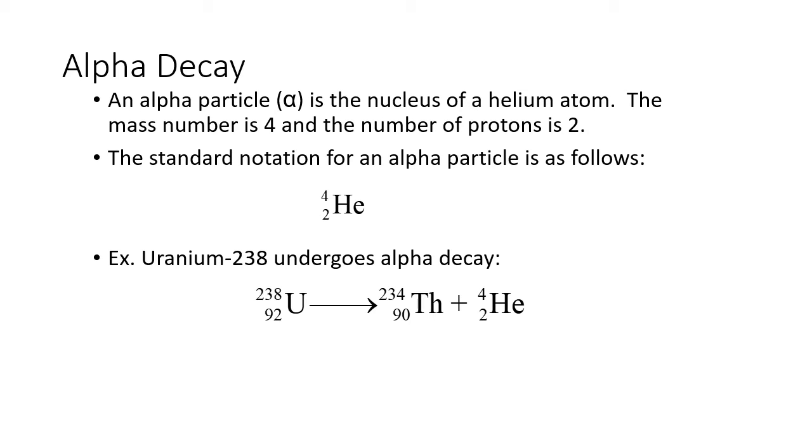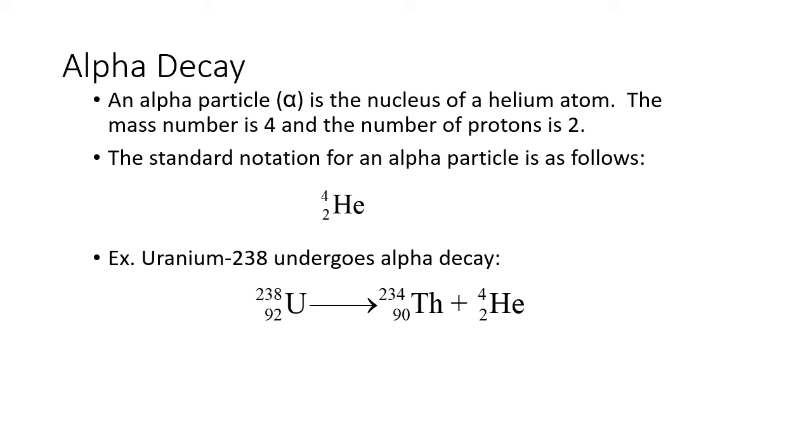92 protons in the uranium minus the 2 protons emitted as part of the alpha particle leaves us with 90 remaining protons. If we go to our periodic table and we look up the 90 as the atomic number, we see that if an atom has 90 protons, it is thorium. So we can go ahead and write in Th for thorium.